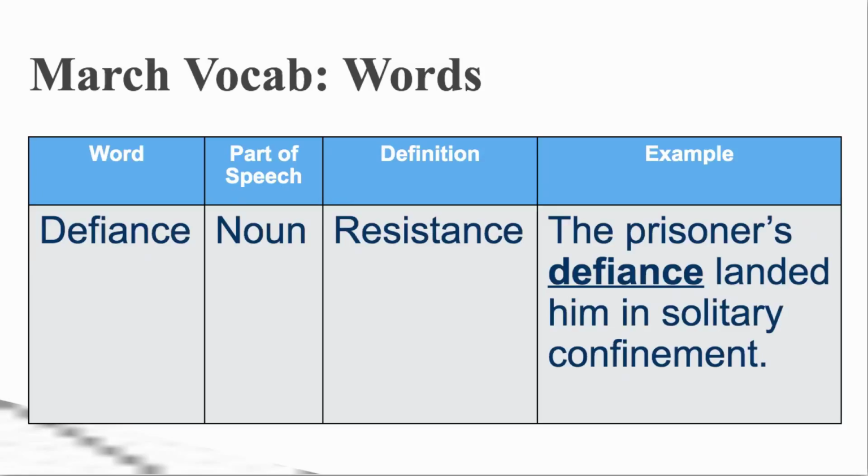Defiance is the next one, and this is a noun, and it means resistance to something. So there are verb versions like defy, but this is a thing. The example, the prisoner's defiance landed him in solitary confinement.